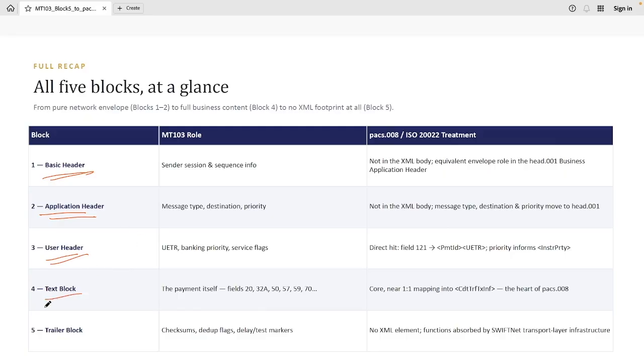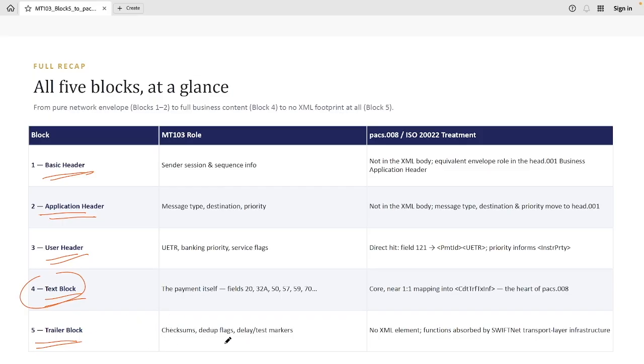Block 4, the text block, contains most of the business payment information. It is transformed into structured ISO 20022 sections, such as the group header elements and credit transfer transaction information elements. So most of the details covered under this particular block 4 come inside the group header and credit transfer transaction information elements. Then block 5, as we have already seen, has no direct footprint, no direct mapping inside the pacs.008 business body.